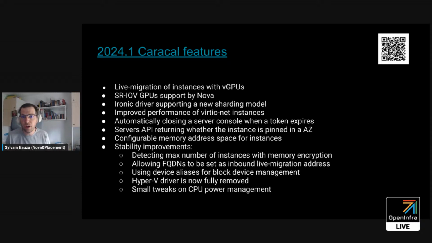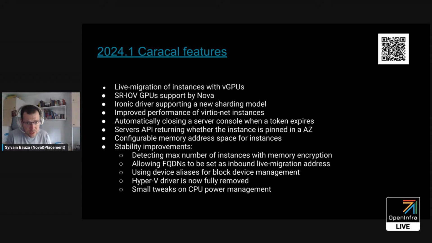Another feature is about configurable memory address space for instances. That means that if you want a large memory for a specific instance, it would be better. Again, look at our documentation about that. And we have a lot of stability improvements. Like I said in this slide, we are detecting the max number of instances with memory encryption, because we support memory encryption for instances. You are now able to provide a hostname instead of an IP address for an inbound address for a live migration.